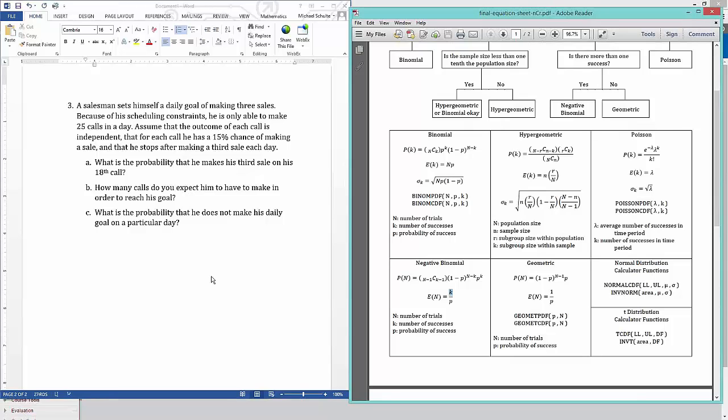And that should make sense to us, right? If he makes 20 calls and we expect him to succeed 15% of the time, 15% of 20 is 3. So this is just sort of capturing what we would intuitively think.